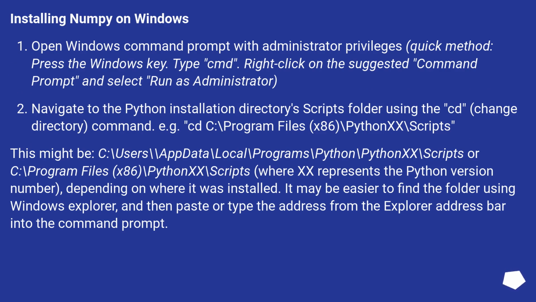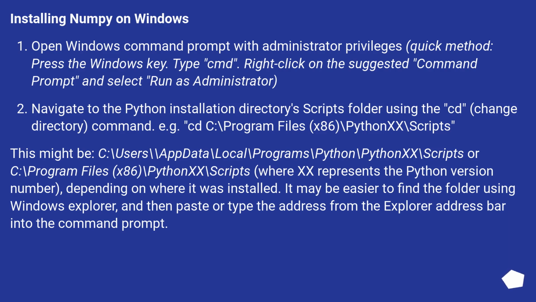Installing NumPy on Windows. Open Windows command prompt with administrator privileges. Quick method: press the Windows key, type cmd, right-click on the suggested command prompt and select Run as administrator. Navigate to the Python installation directory's Scripts folder using the cd, change directory, command.